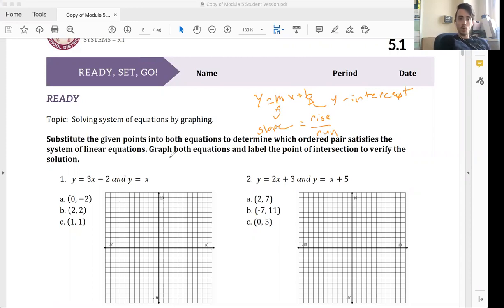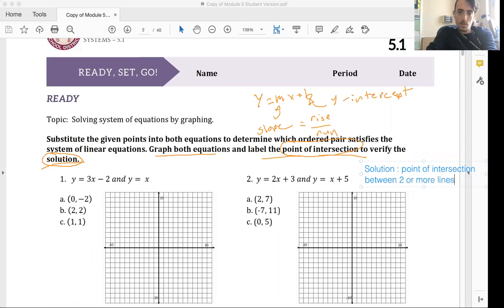We're substituting the given points into both equations to determine which ordered pair satisfies the system of linear equations. We're continuing to graph both equations and label the point of intersection to verify the solution. So the point of intersection, that's a new term, is pretty much called a solution. So where they intersect, that means that it's a solution. So let's make a note of that. A solution is a point of intersection between two or more lines graphed out.